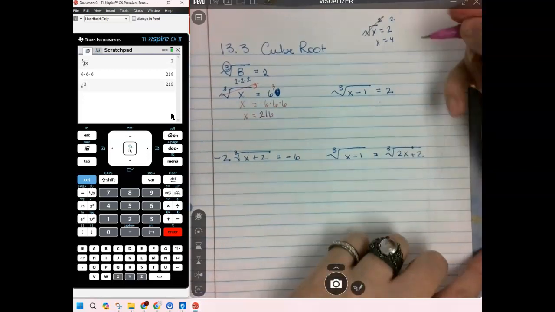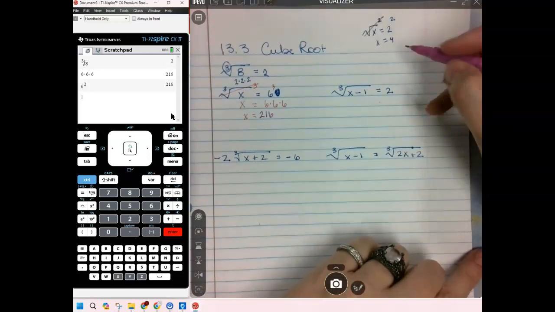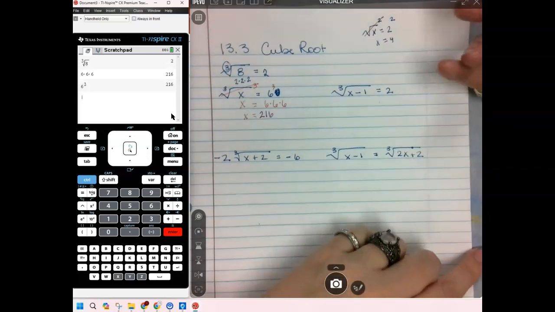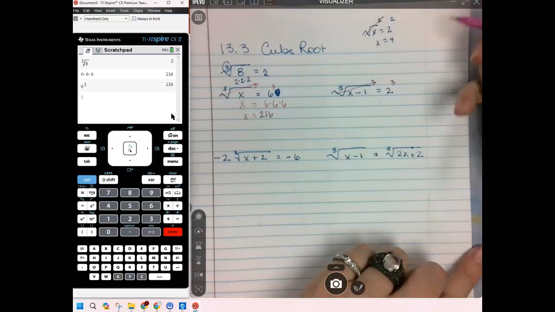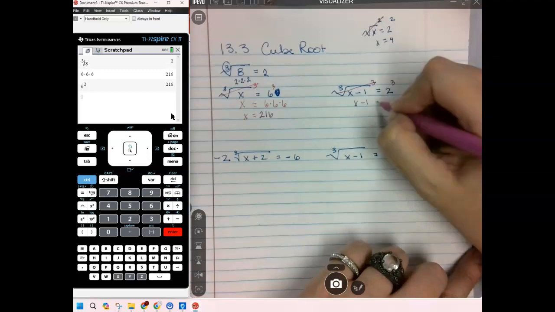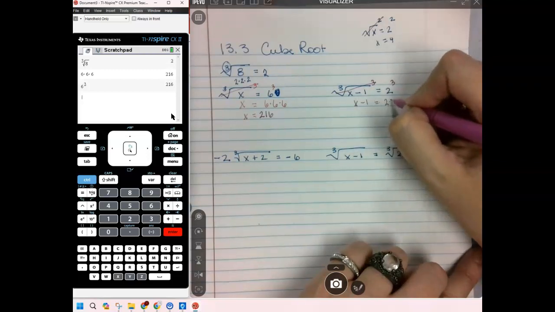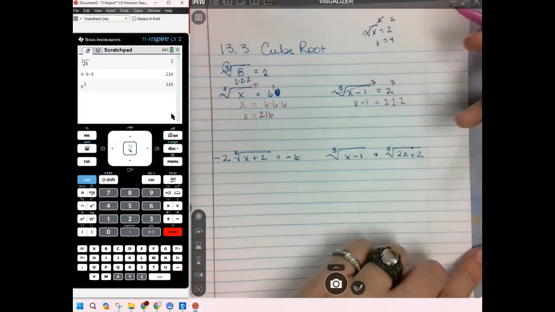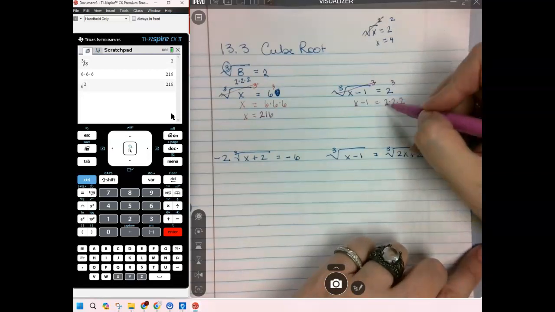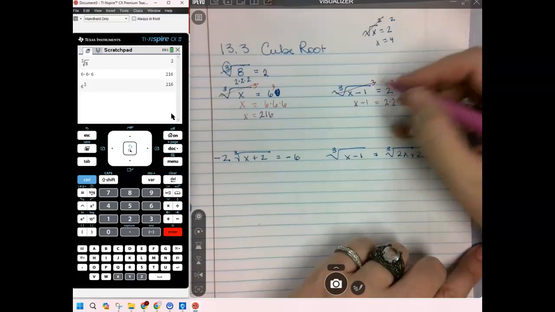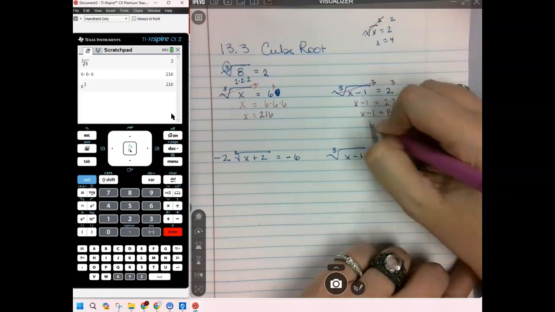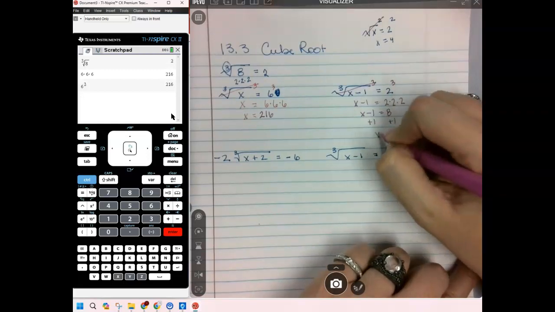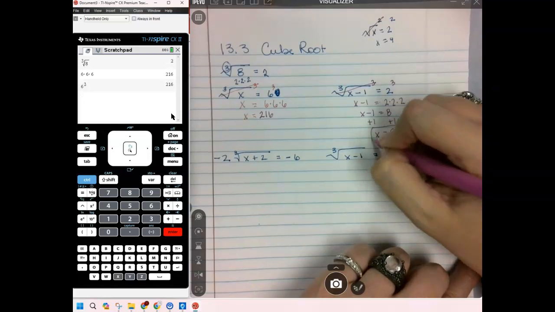All right? So that's our steps. Before I was squaring both sides, now I'm cubing both sides. So I'm going to cube both sides. These cancel. X minus 1 equals 2 cubed. That's 2 times 2 times 2. I don't need to go to the calculator for that because I can do that. 2 times 2 is 4, times 2 is 8. X minus 1 equals 8. Add 1 to both sides, and I get x equals 9.